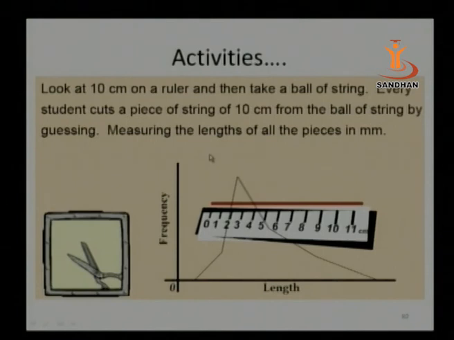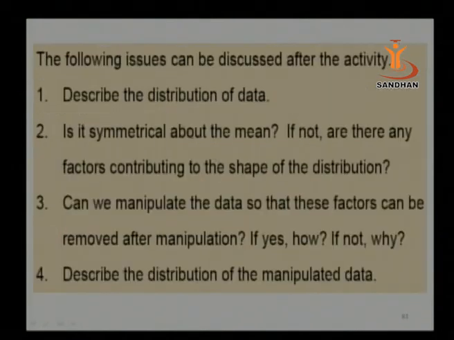Now let us see what you can do. Using this activity, you can also describe the distribution of data, whether it is following the normal distribution, or whether it is right skewed or left skewed; all you can discuss. And can we manipulate the data so that these factors can be removed? If your data is not following the normal distribution, there will be some factor. So try to identify that factor and try to remove it, discuss how you can remove it, and describe the distribution again after manipulating the data.